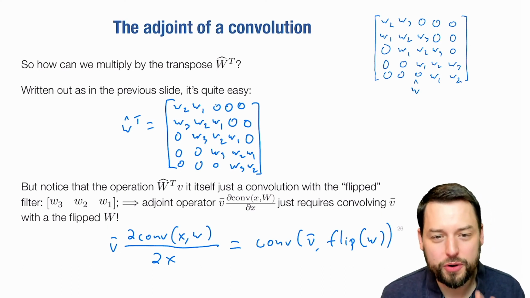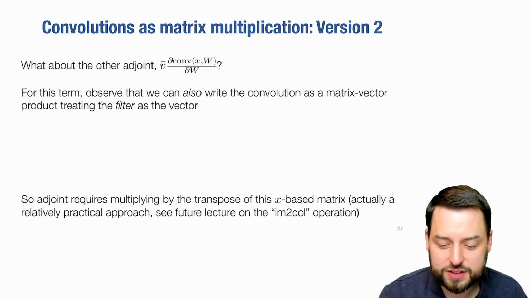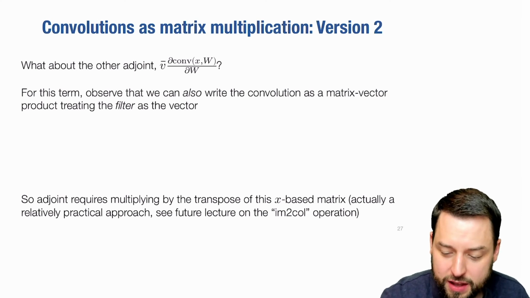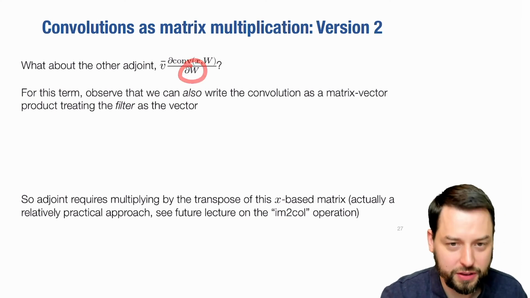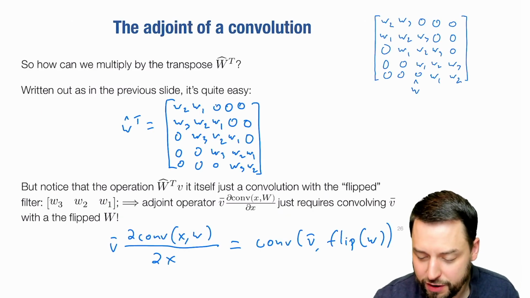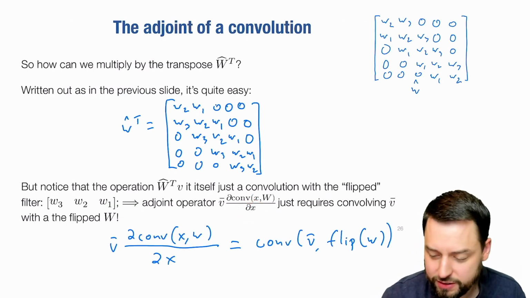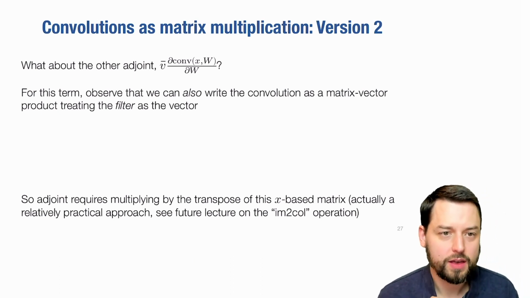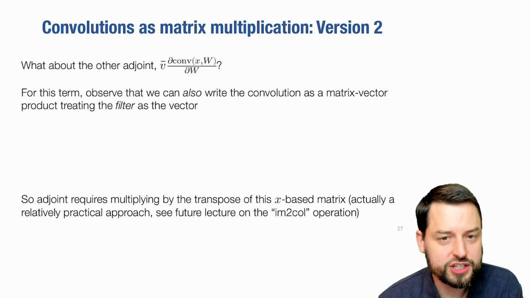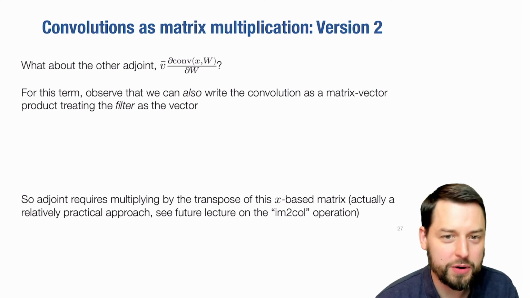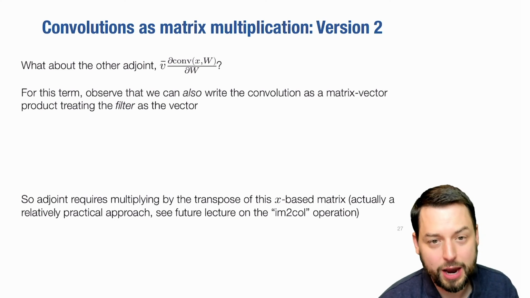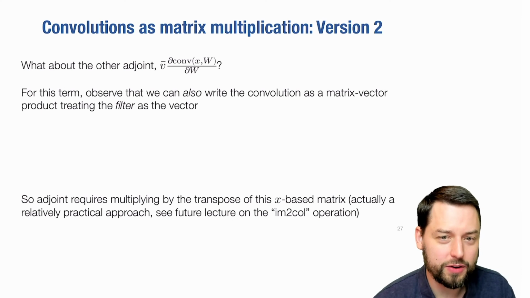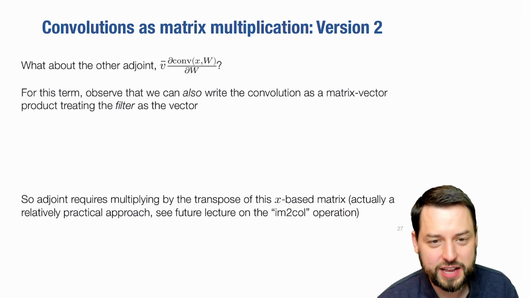Okay, so this is almost the whole story, but the rest of the story involves the other adjoint we need to form, namely the derivative with respect to w. This whole one was for the derivative with respect to x, because that was how we derived this. What about the derivative with respect to w? And not just for this, but also for very practical purposes, because it turns out that this is exactly how we're going to implement convolutions. It turns out that we can also write convolutions in a different way.